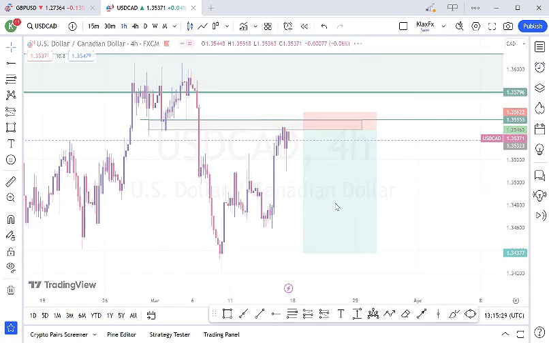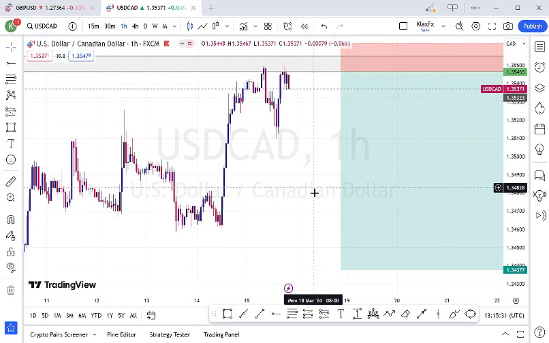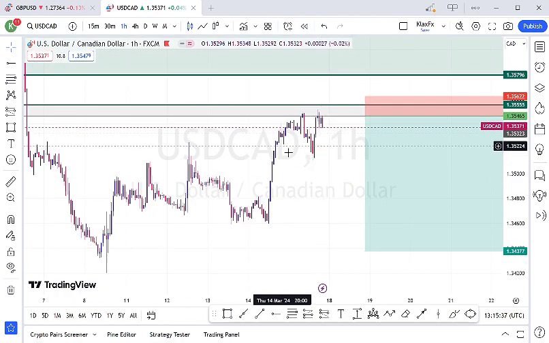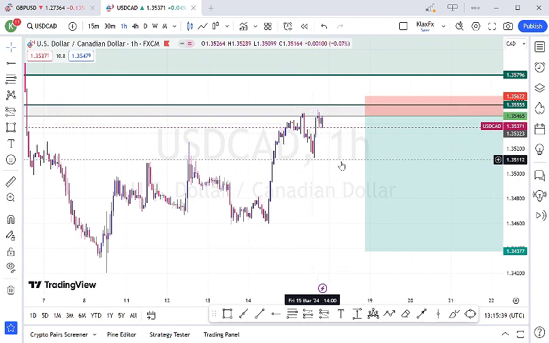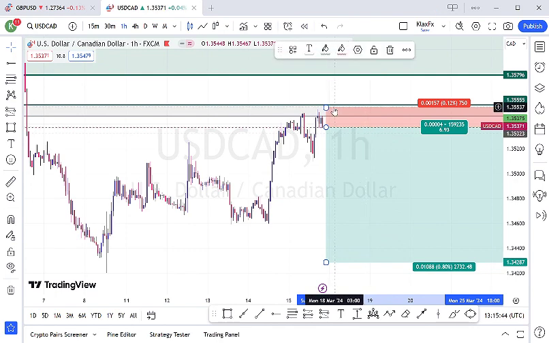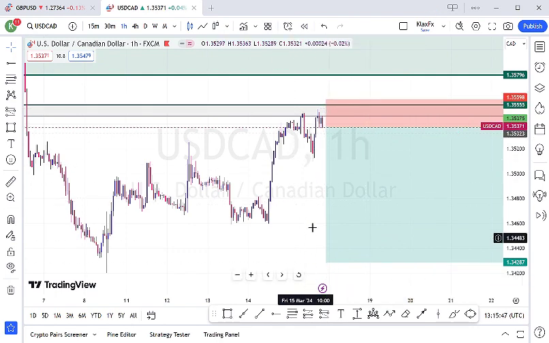Then we go into the 1 hour time frame. Okay, so this is how my trade looks like on, what's it called, USDCAD. So once the market opens tomorrow, I'll be looking at taking this trade. Then my target is all the way down here.